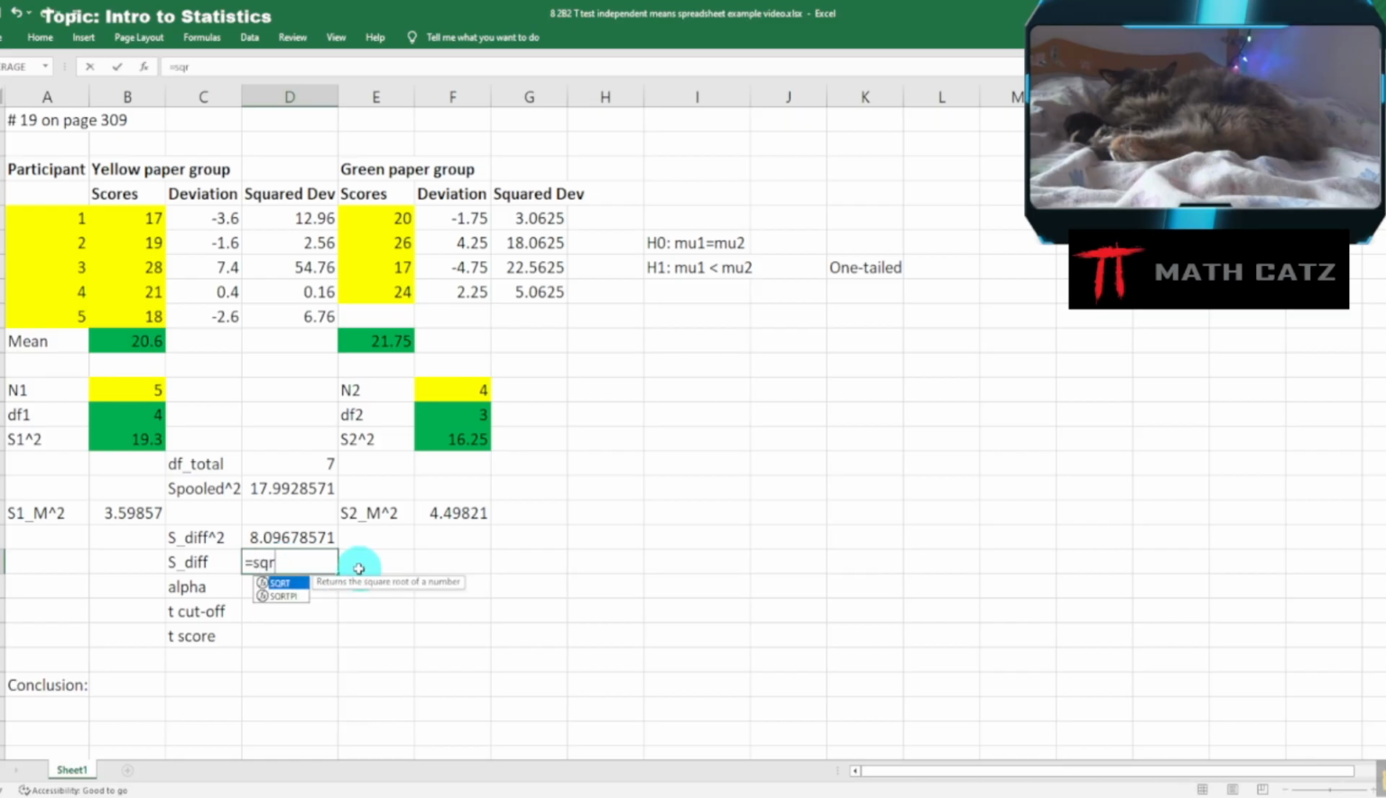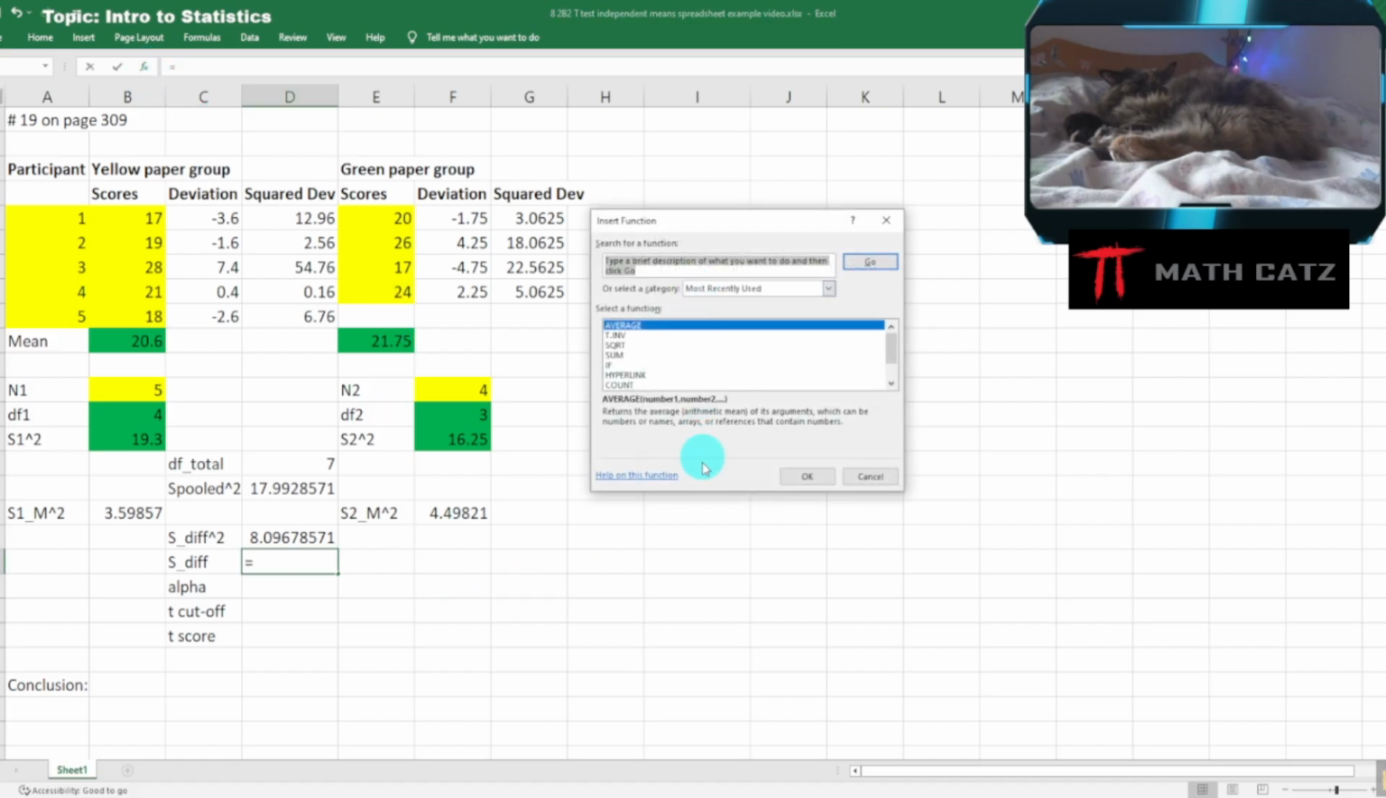Square root is usually a SQRT. And it says there, if you can see it, it's very small, returns the square root of a number. You can always use the insert function to search for square root. Let's maybe do that. Let's delete that. I didn't finish the formula. I want to insert a function. I don't know what it's called.